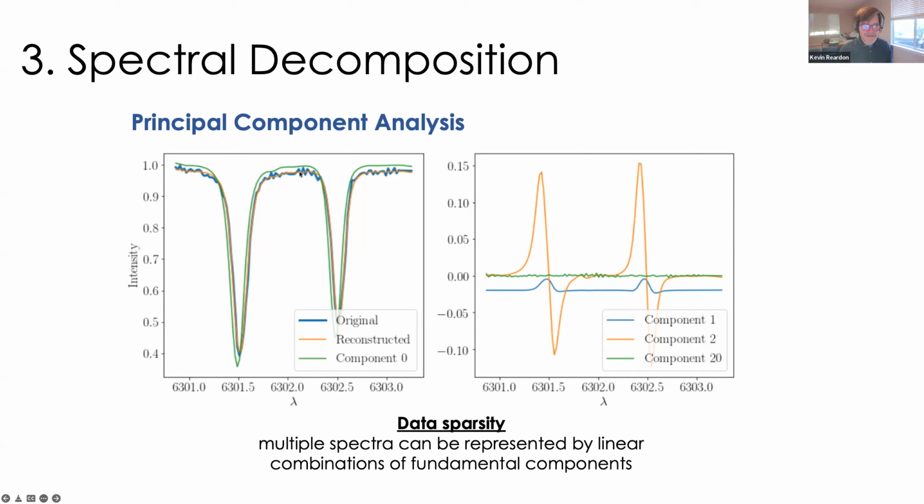So the original blue observation is reconstructed by combining a series of components of different shapes, the green one here, and the other components shown here, this orange one and the blue one, which encode information about the spectral line, such as the velocity or intensity. You can reconstruct your original observed spectra pretty well. That's that orange line.